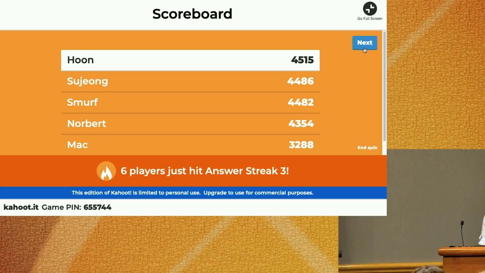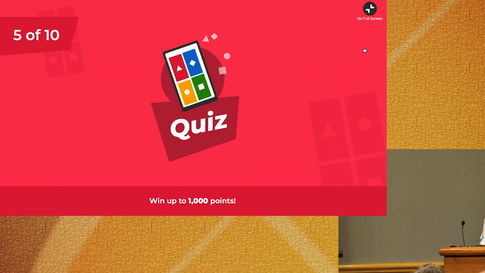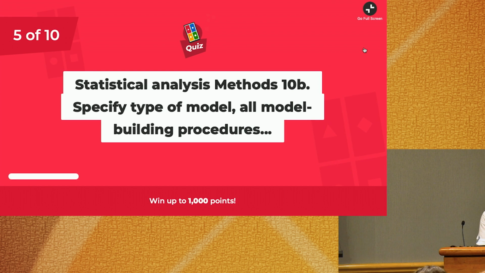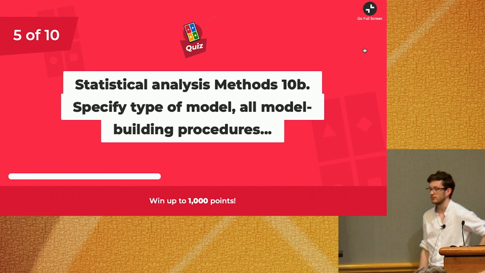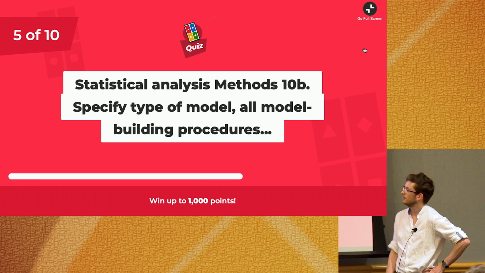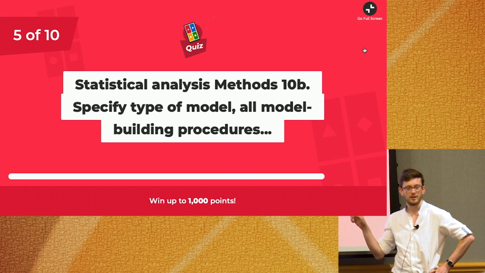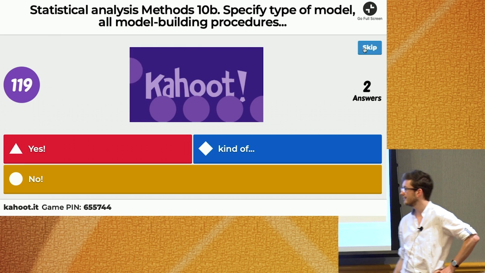Okay, so we're starting to open up a little bit of a lead, but it's still quite close. Question 5. Did they do this properly? Now, I think we can all tell that this is quite an important part of the paper to specify properly.